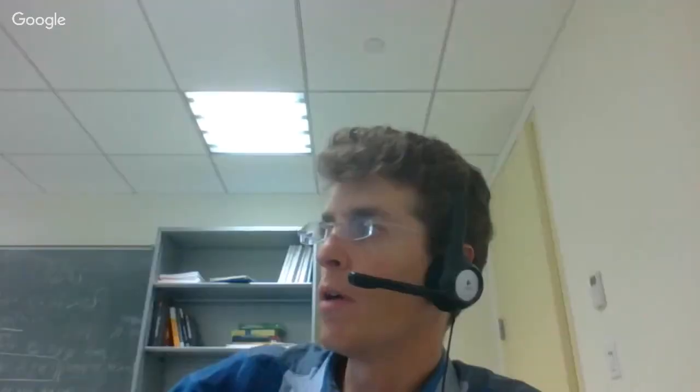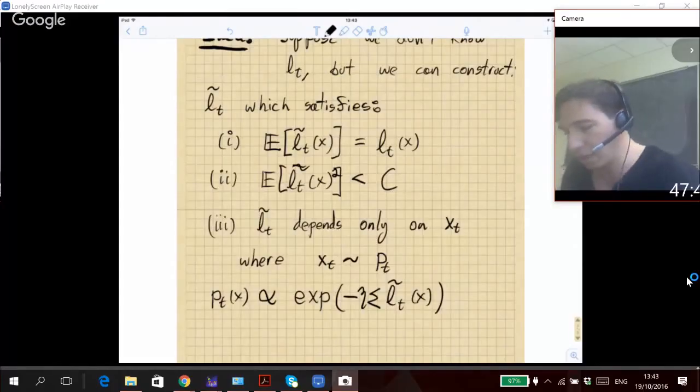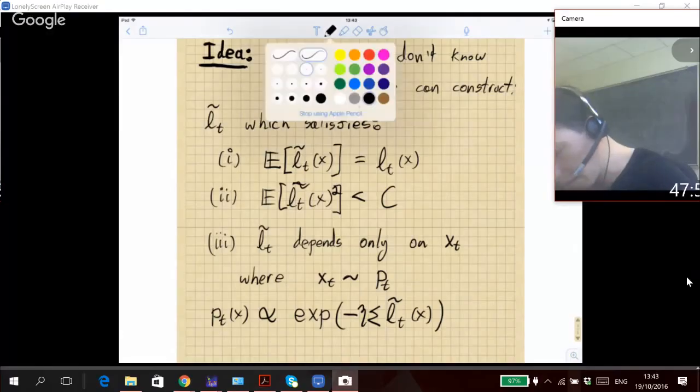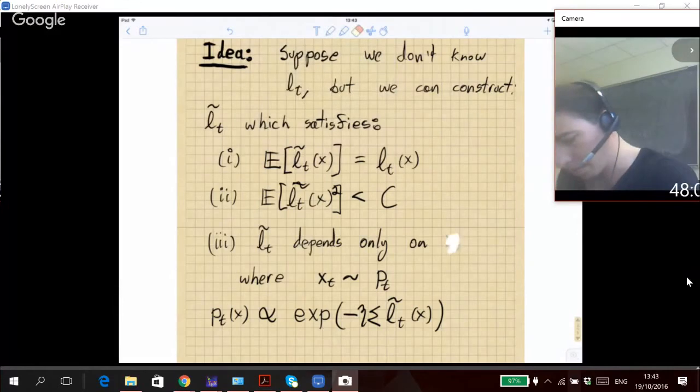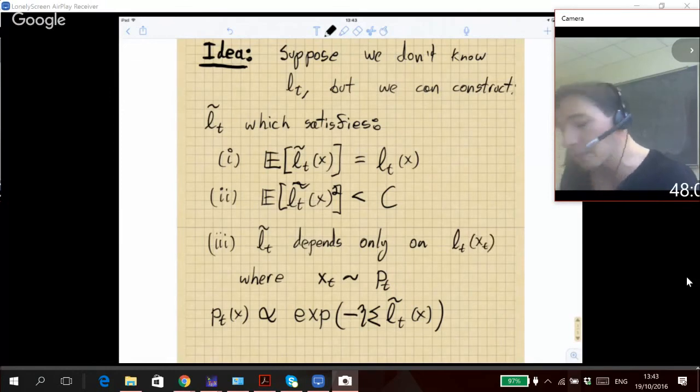A priori, the fact that one happens doesn't tell you that two happens. And you really mean that it depends on XT? Not LT of XT? Because it's the bandit setting, you do know. Or is it before you choose the XT? Oh, sorry. Of course, it depends only on LT of XT. So it depends only on the information we have, which is exactly LT of XT. And of course, it could depend also on XT.